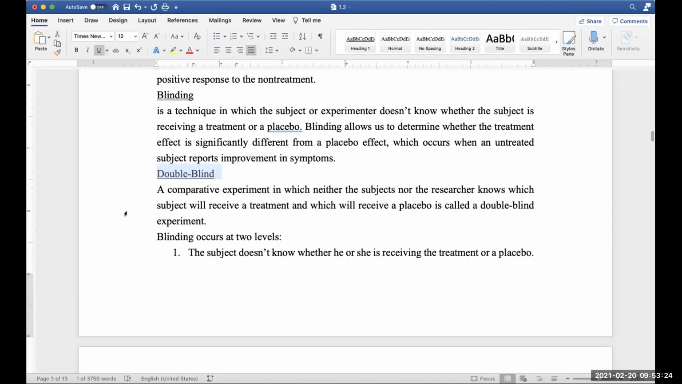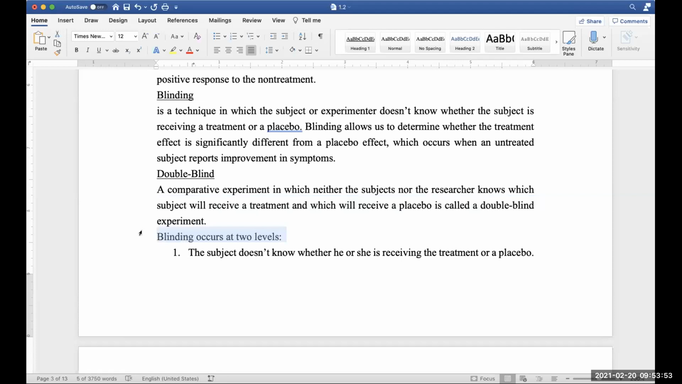So a double-blind experiment. A double-blind experiment is a comparative experiment in which neither the subjects nor the researcher knows which subject will receive the treatment and which will receive the placebo. So this is called a double-blind experiment.